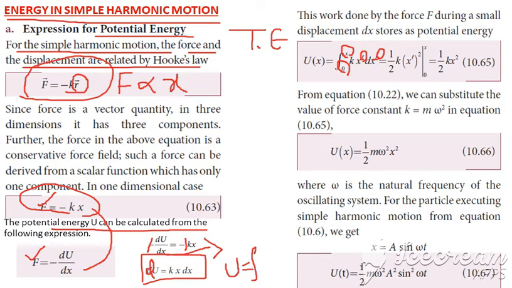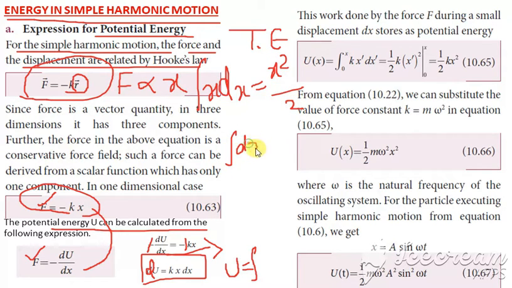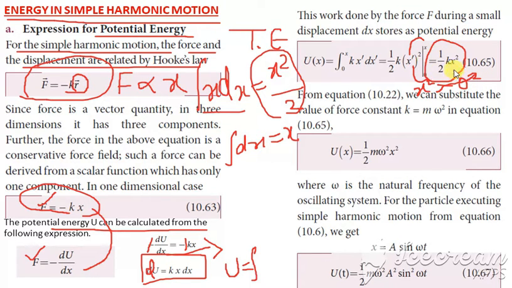Now the formula for integration of x into dx is x square divided by 2. If we have just dx, it is equal to x. And x into dx is x square by 2. So this can be written as x dash square divided by 2. Now apply the limit: upper limit minus lower limit. So x square minus 0 square, and 0 square is neglected. We are having just half into k x square.